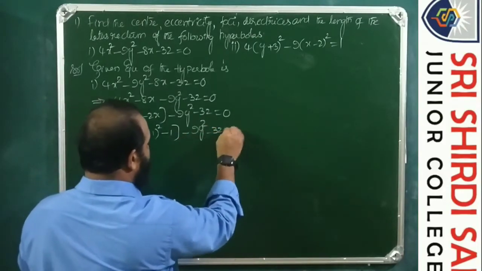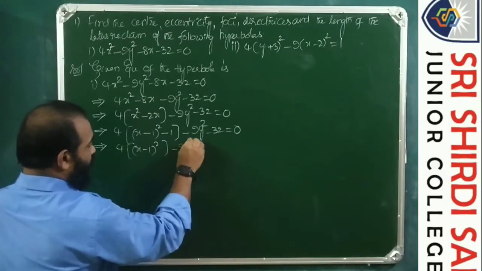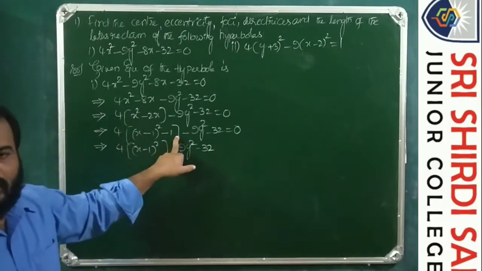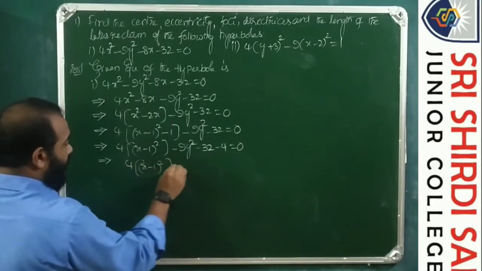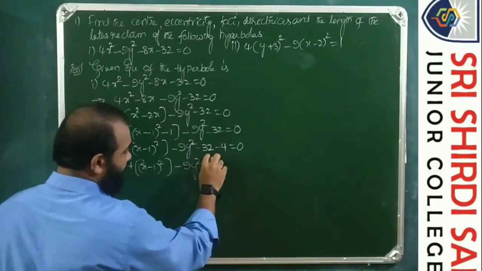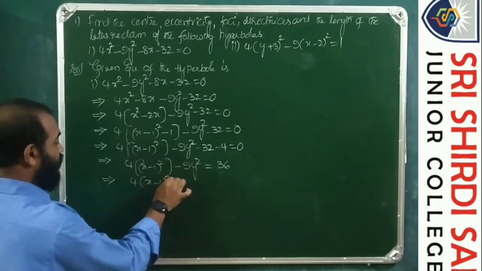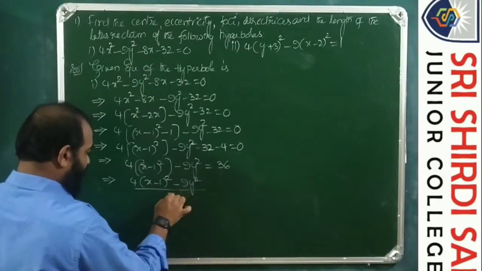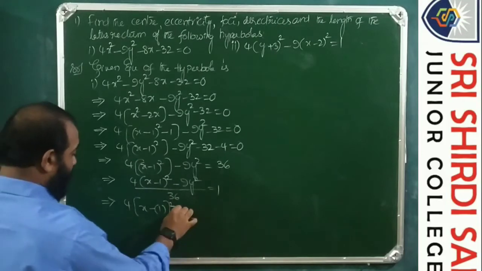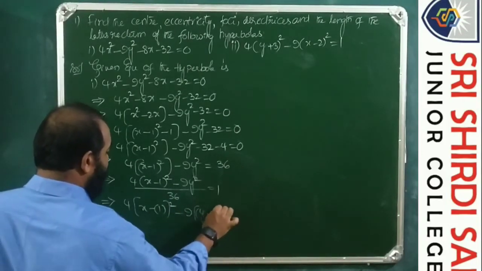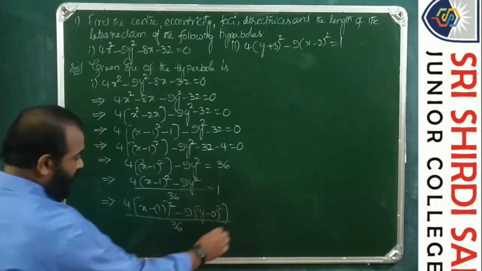So this is what we have left with. Minus 9y square minus 32 equals 0. This is 4 into x minus 1 whole square minus 9y square minus 32. So 4 into minus 1 is minus 4 equals 0. Plus 4 into x minus 1 whole square minus 9y square is equal to minus 36, which will become plus 36 on transposition. So this is 4 into x minus 1 whole square minus 9y square by 36 equals 1. We can write this as 4 into x minus 1 whole square minus 9 into y minus 0 whole square, by 36, equals 1.